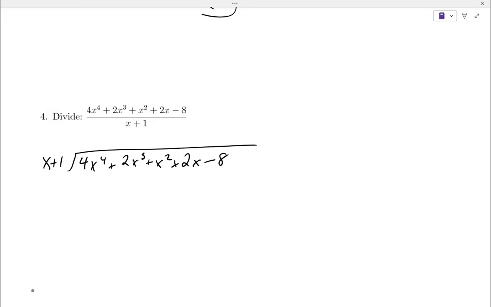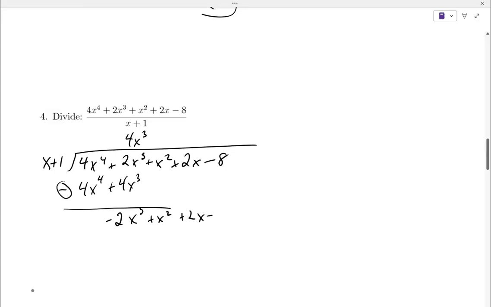Yeah, so what's going to go up on the top here? 4x to the 3rd, right? So we'll have 4x to the 4th plus 4x cubed. We multiply through. What do you get after you subtract? Yeah, -2x cubed. Bring the rest of it down. What are we going to put up at the top now? -2x squared. Good.